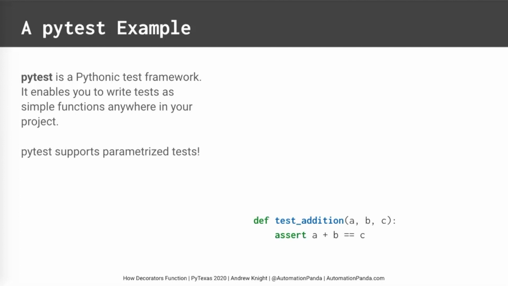To show how this works, we'll use a simple test for basic arithmetic. Test addition. It asserts that A plus B equals C. The values for A, B, and C must come from a list of tuples. For example, 1 plus 2 equals 3. 0 plus 1 equals 1, and so on.